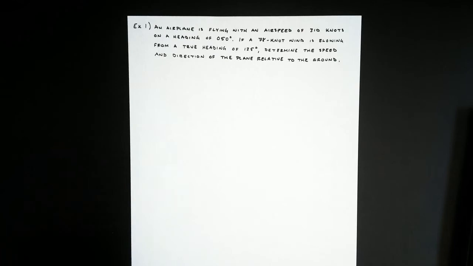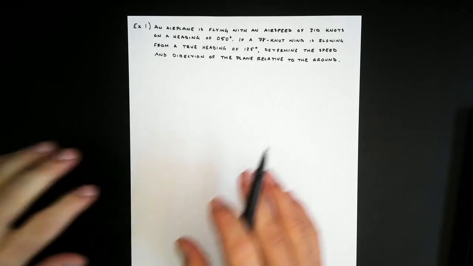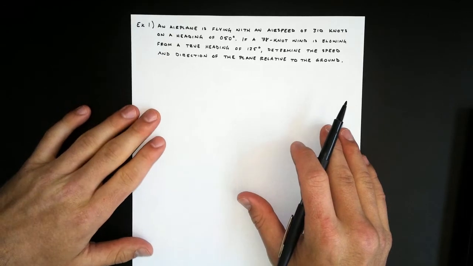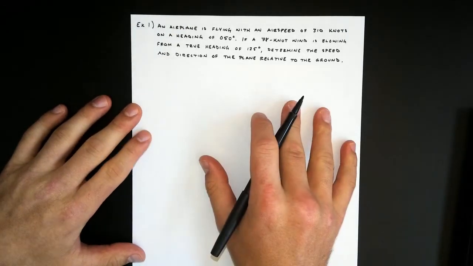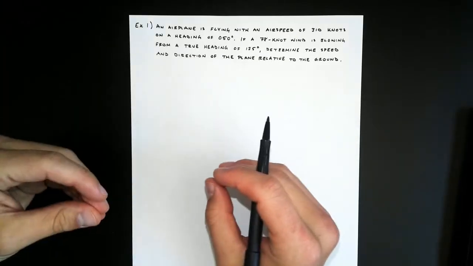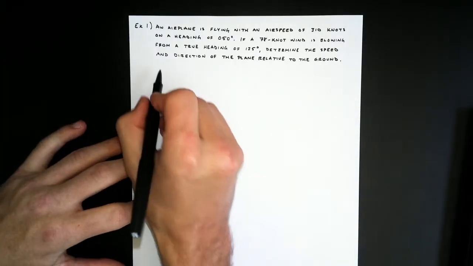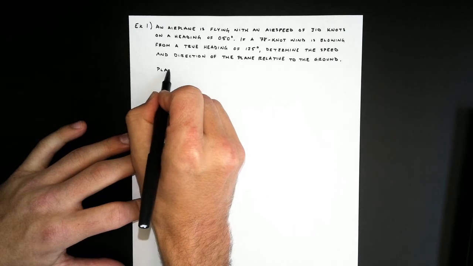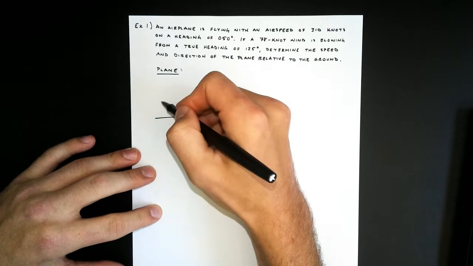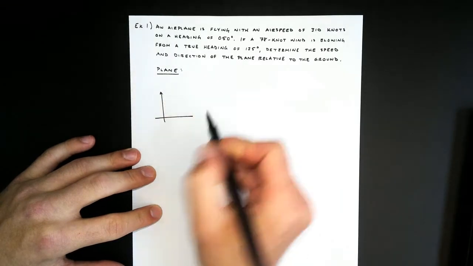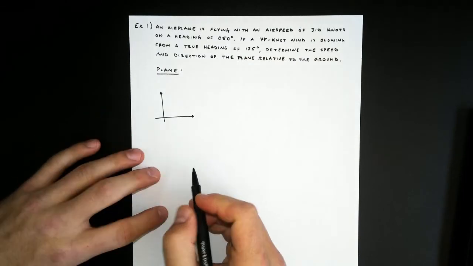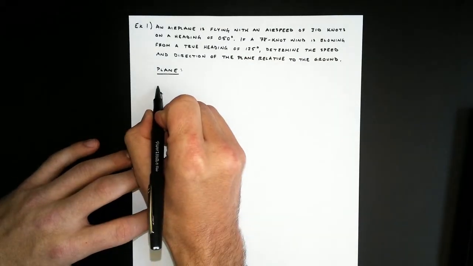Okay, so to start off, what I want to do is represent both of these things as a vector. So I'm going to draw two separate diagrams just to differentiate between the two, and then we'll put them together to find the resultant vector. So the first thing, let's start with the plane. I'm going to draw a little set of axes here. Just a little sketch, doesn't necessarily matter what it looks like.